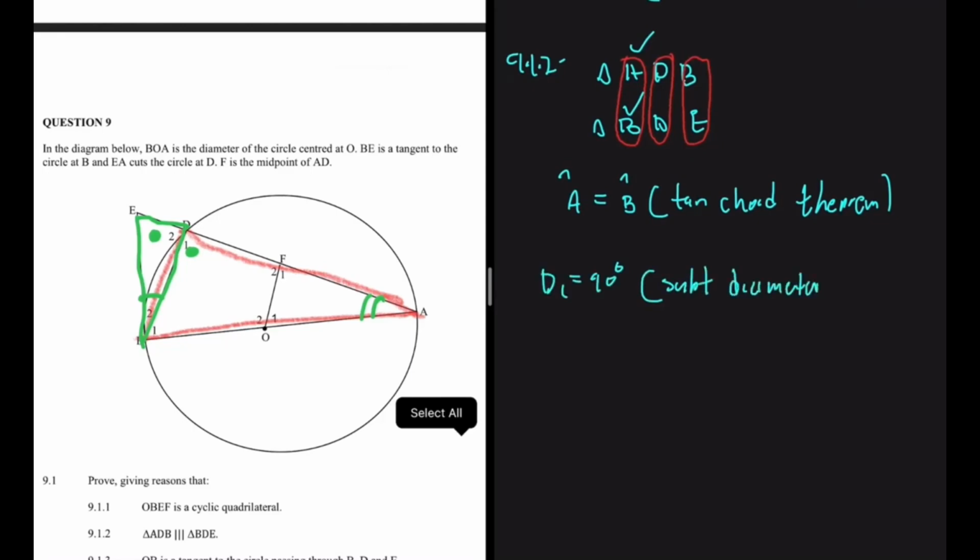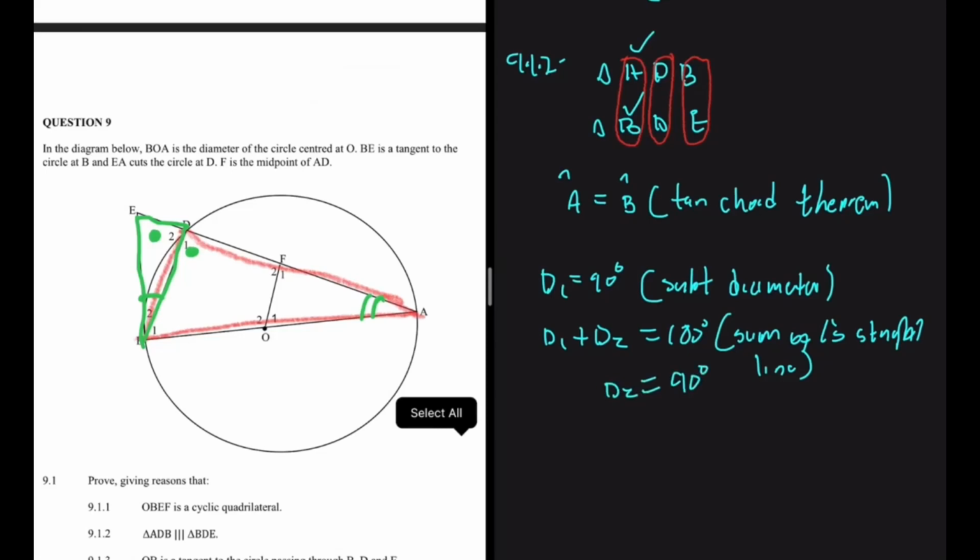But then at the same time, D1 plus D2 should be equal to 180 degrees, right? This is the sum of angles on a straight line. So you can see here that consequently D2 will be equal to 180 minus 90, which is just 90 degrees. So now D1 is equal to D2. They're both equal to 90 degrees, right?